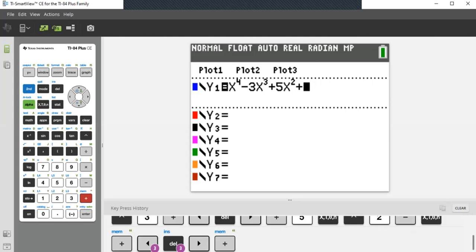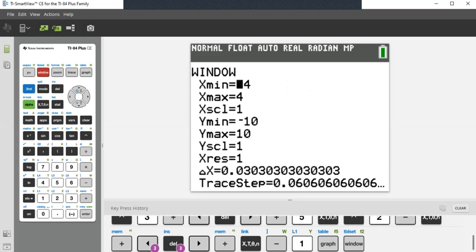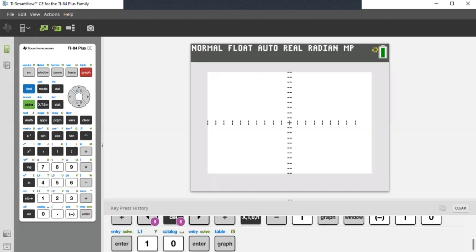Plus x minus 1. Okay, and we'll hit graph and we'll see what happens. Now, let's zoom out a little bit just to see if anything else interesting is happening. And let's try graphing it now, because we should get something interesting to happen.